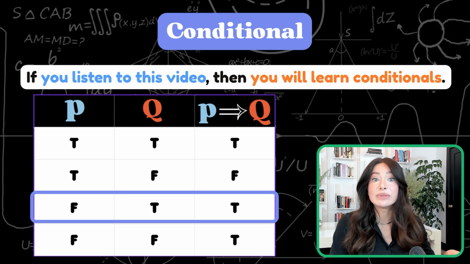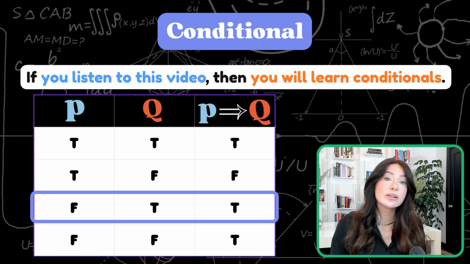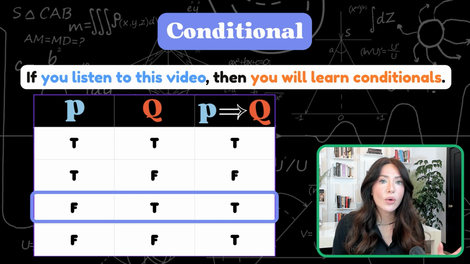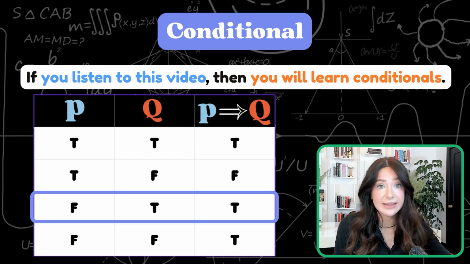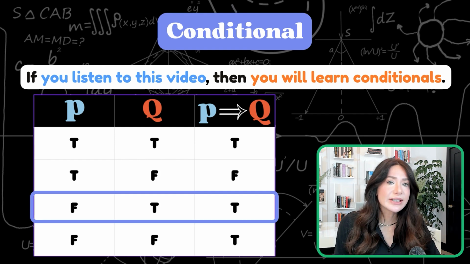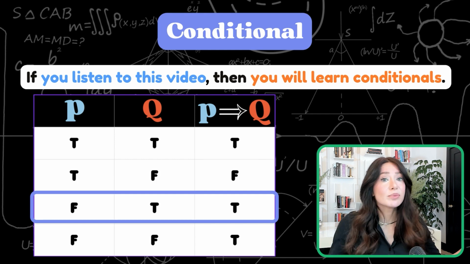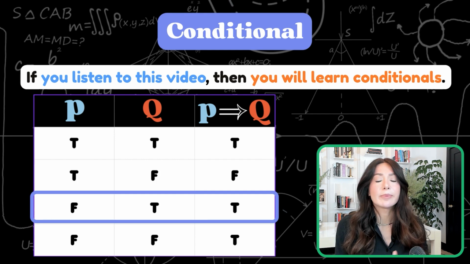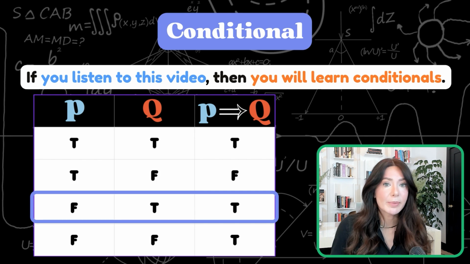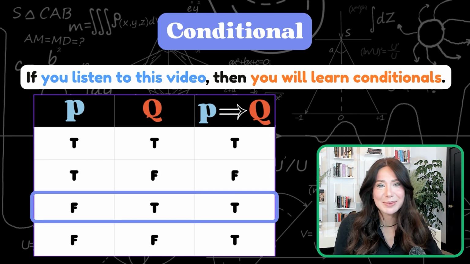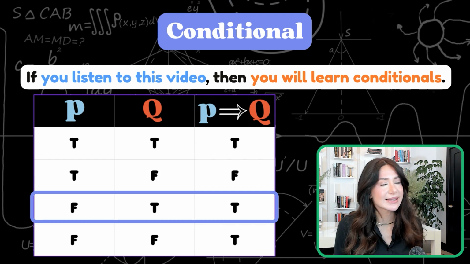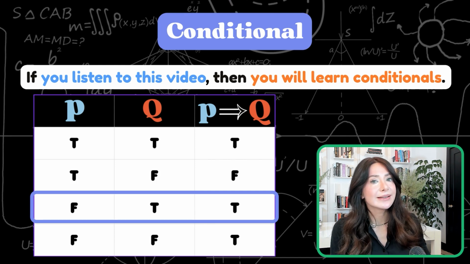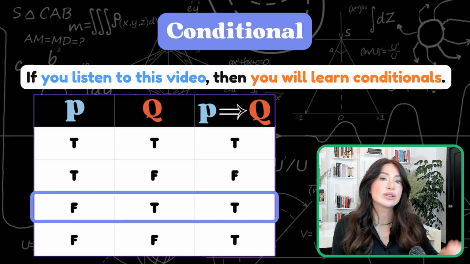The third line is that you didn't listen to this video and you still learned conditionals. And notice that the whole conditional statement there is true. And why? Because a conditional statement is not as strict or binding as the later biconditional will be. So conditional allows this. Because you might have learned about conditionals from your professor, from your textbook, from other YouTube videos, right? Or from ChatGPT. And that's perfectly allowed by the conditional. Because the conditional doesn't state that you will learn conditionals if and only if you listen to this very video.